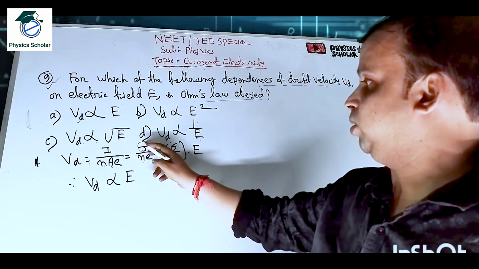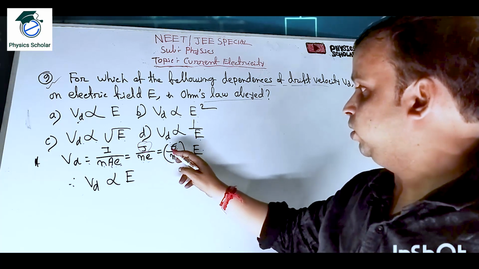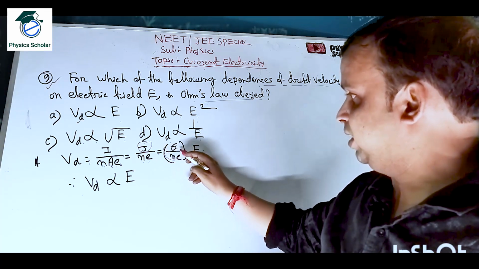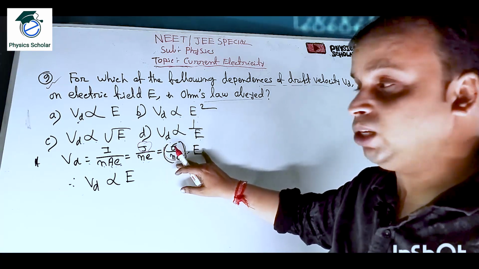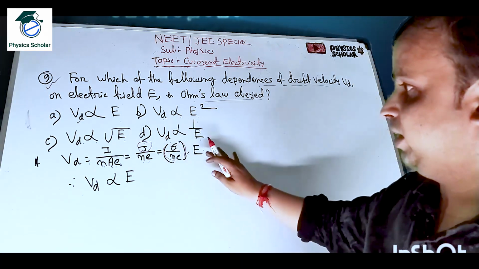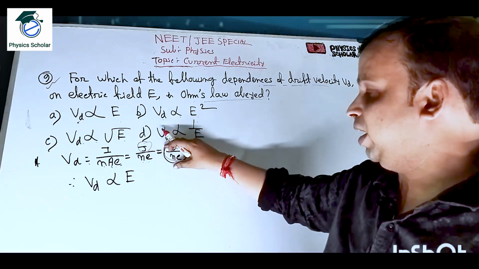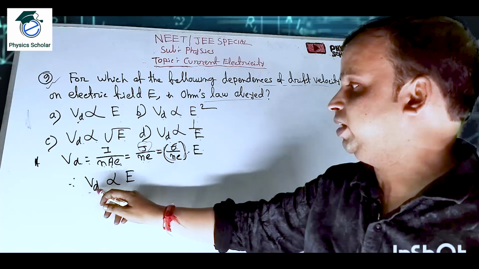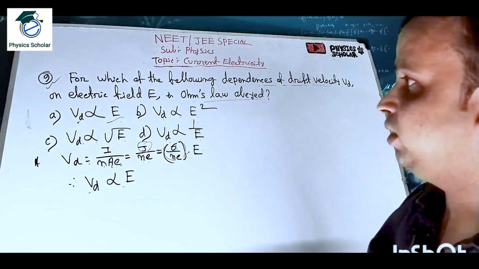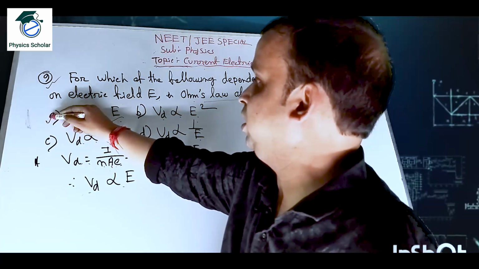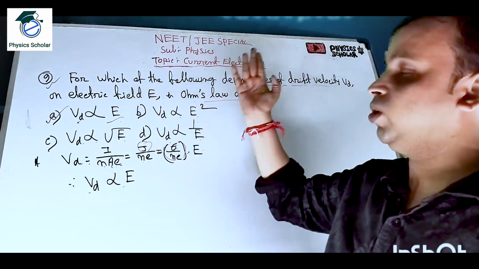So we put the value of J over here. It will be sigma into capital E. I am writing it in brackets because this part is constant. The number of electrons is constant, the charge of the electron is constant, and sigma is constant. So if we omit the constant part, we can write Vd is proportional to E. Which option will be correct here? Vd, the drift velocity, is proportional to the electric field. So for this condition, Ohm's law will be verified.